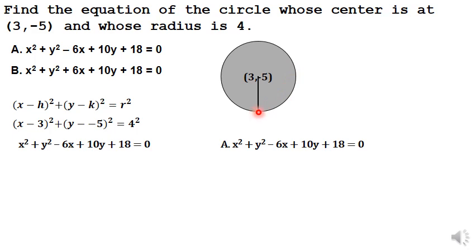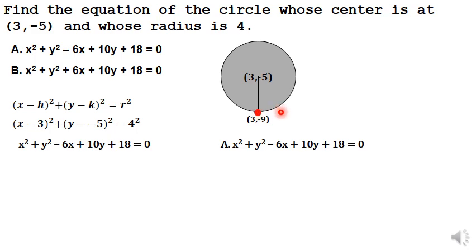For the coordinates of this point, its x must be the same, 3, and its y is 4 units below negative 5 because the radius is 4. So it must be negative 9. This point lies on the curve, so we can use that point as the test point.